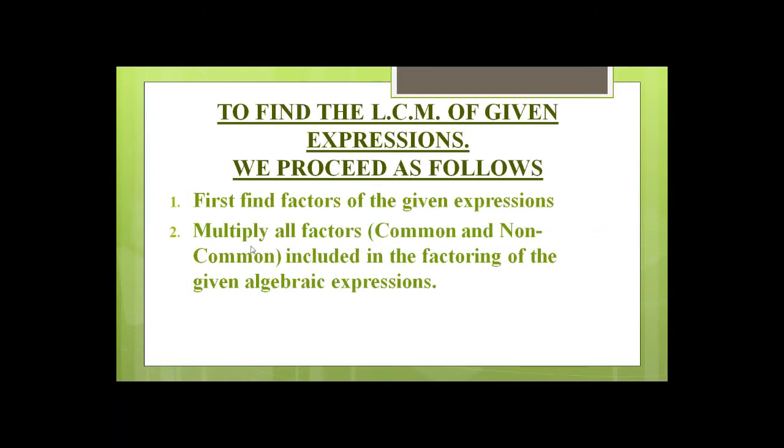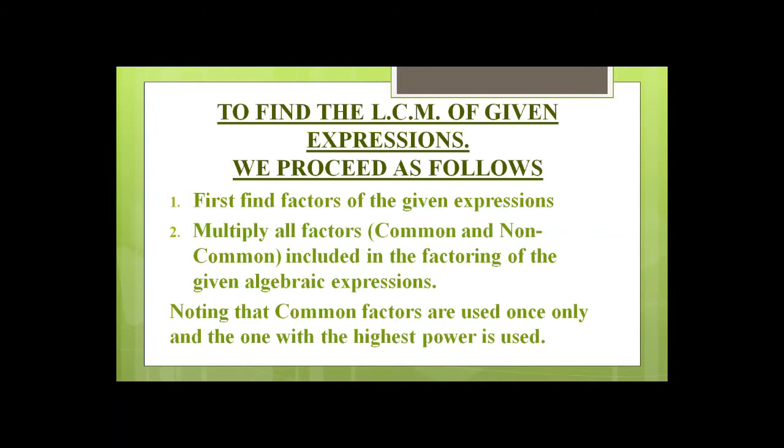Then you will multiply all factors. First you will find the common factors from the factors of the two expressions, then you will find the uncommon factors. Then you will multiply the common factors together, and then all the uncommon factors together, to get the product of the common factors as well as the product of the non-common factors. Note that common factors are used once only, and the one with the highest power is used.